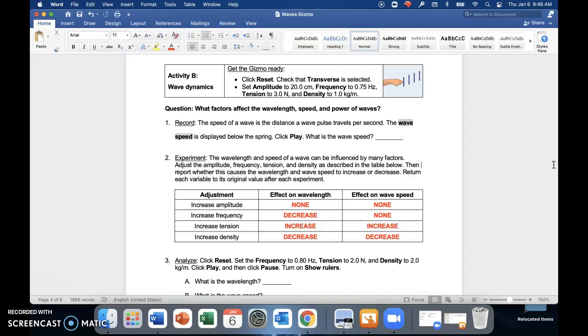Increasing the tension would increase both wavelength and wave speed, and increasing the density, and I do want you to pay attention to this part because I think I told you wrong during class, you should have noticed that increasing the density of the medium caused a decrease in the wavelength, and this is the part I believe I messed up on, it caused a decrease in the speed. Okay, so as things move into denser objects, they slow down. I think I had gotten that backwards when I was talking about it in class.